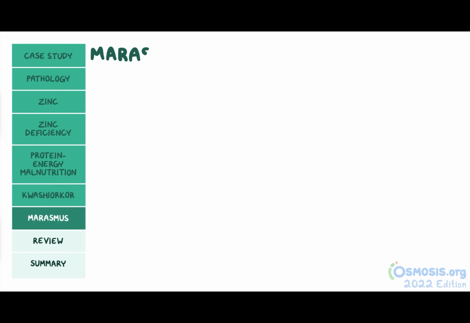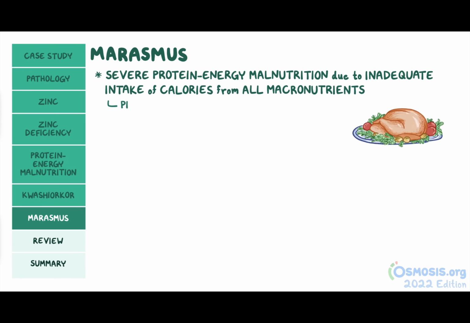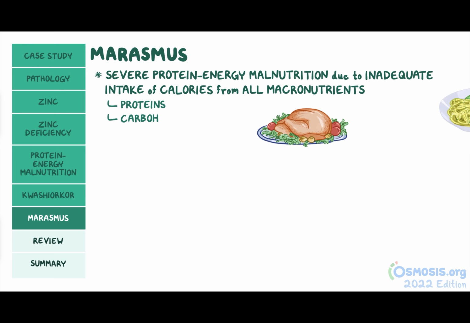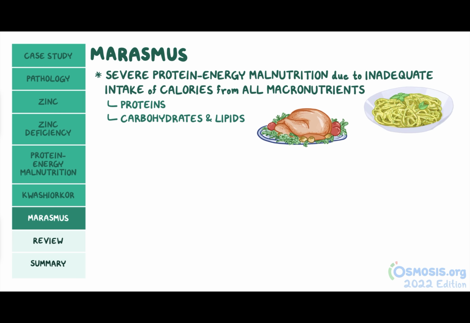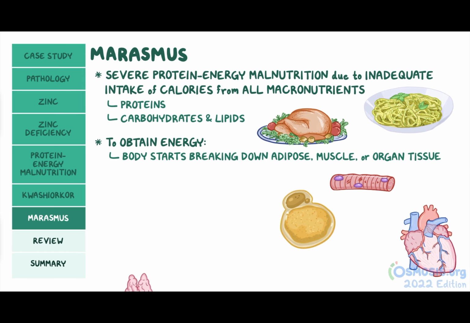Okay, now marasmus, on the other hand, is a form of severe protein energy malnutrition due to inadequate intake of calories from all the macronutrients, including proteins, but also carbohydrates and lipids. So, to obtain energy, the body starts breaking down adipose tissue, muscle, or even organ tissue, and once again, there's atrophy of the thymus.